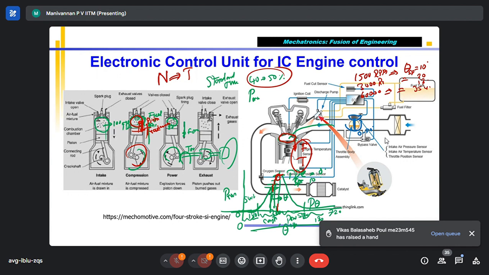Similarly, the engine is not going to run at constant speed. When you are driving at 60 kilometers per hour, the engine may be running at 5,000 rpm. If you are driving at 30 kilometers per hour, it will be less. That's how it adjusts.